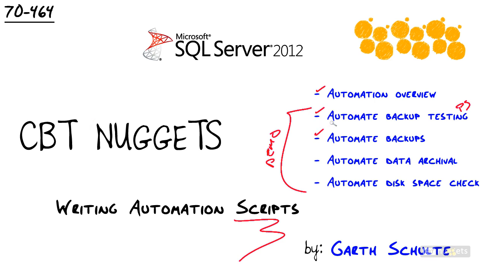From there, we will do a SQL script to automate backups. And here we're going to refer to Ola Hallengren's backup script because it's awesome, it's free, and it's loaded with all the options you could ever want in your backups. And it's really easy to use as well. So we'll do that, and we'll see how to automate that in SQL Agent. Then we will use SSIS for automated data archival.